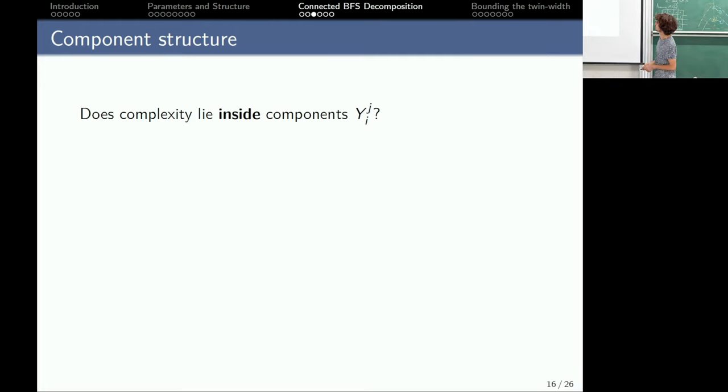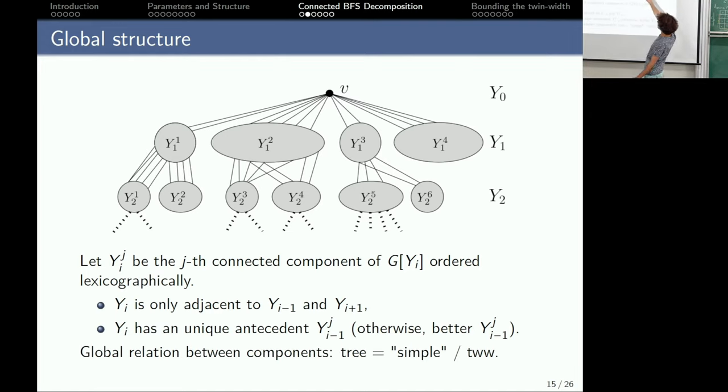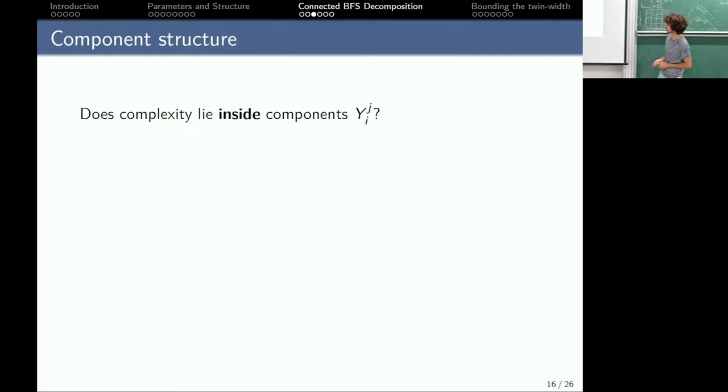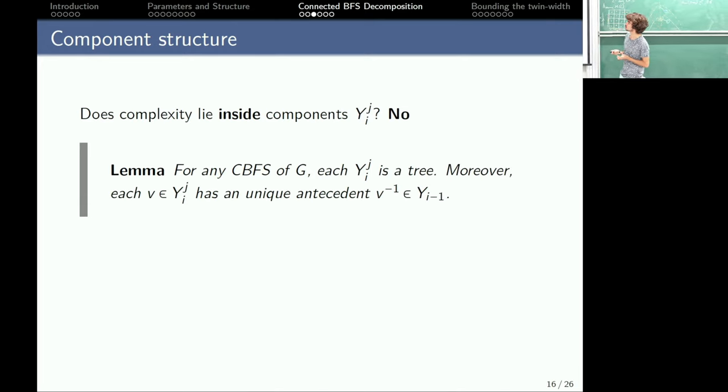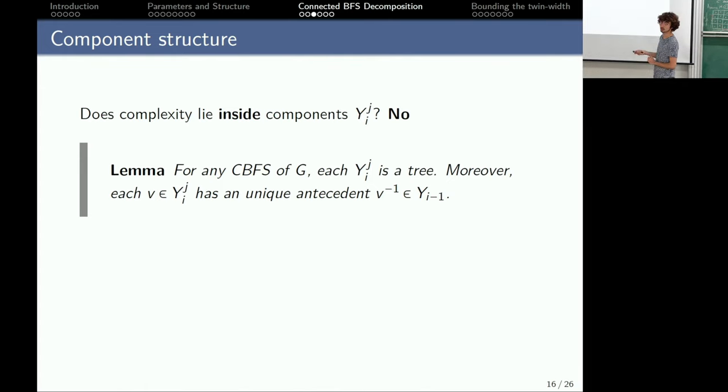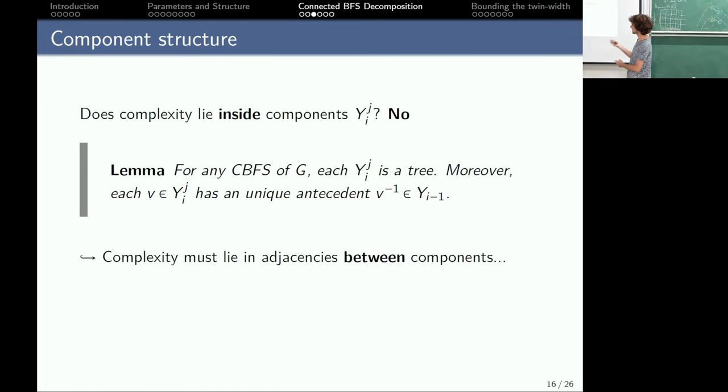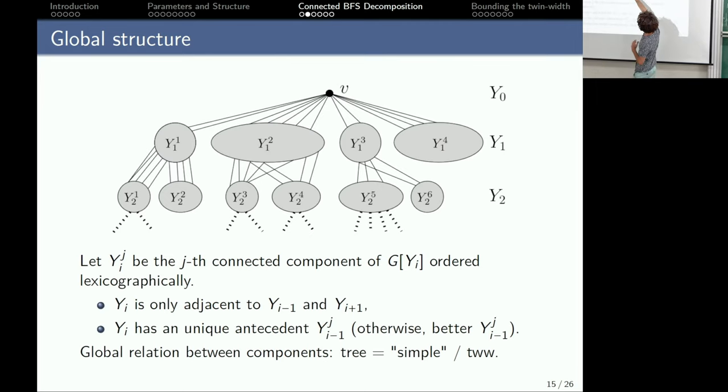So maybe you can ask, okay, if my structure between the components is like a tree, then maybe I can find some grid minor inside one of the components, right? And the answer is no, because each of the components in your decomposition, you can show that it's a tree. So we have hopes to order each of the components also in a way that bounds the twins, right? I'll skip this part. Somehow the complexity isn't in the global structure, isn't inside one of those, so it must be in the edges between components of different layers, right?